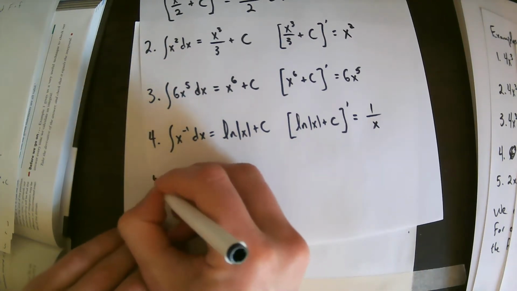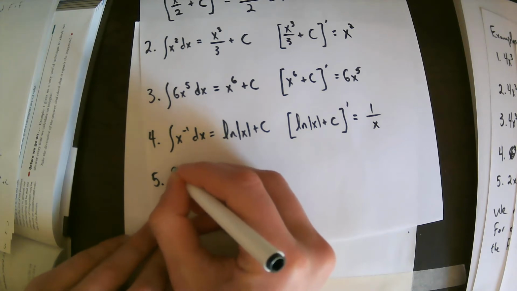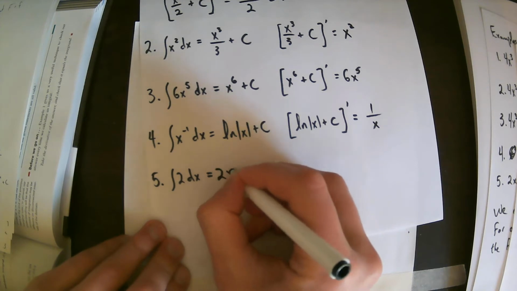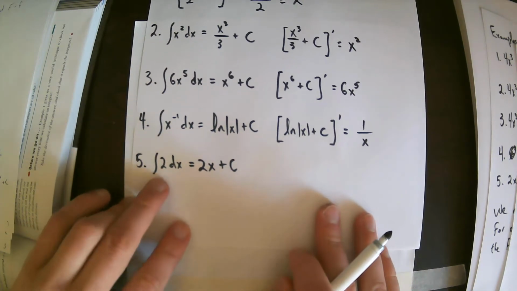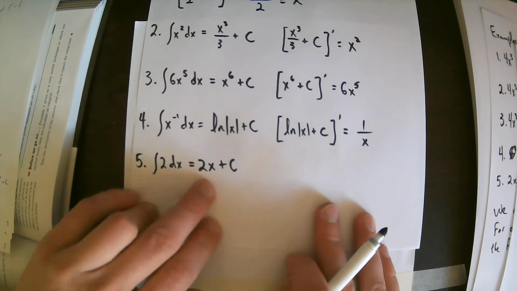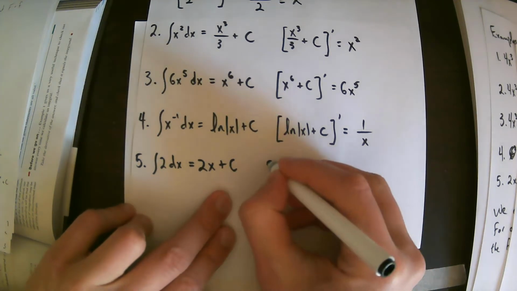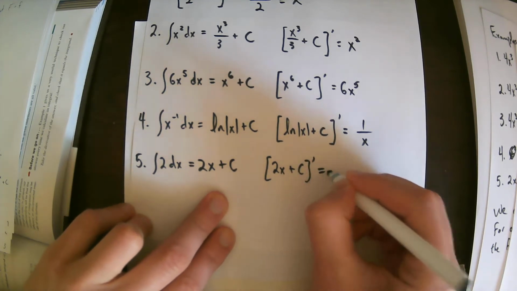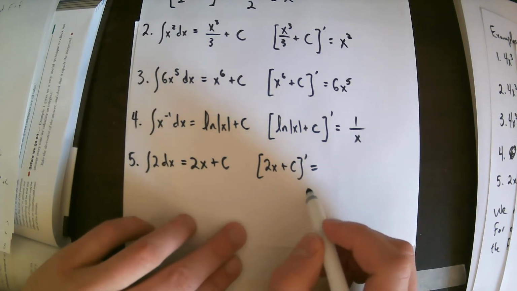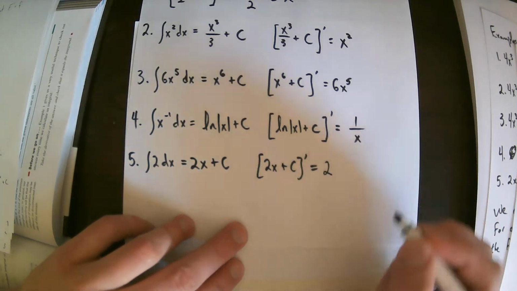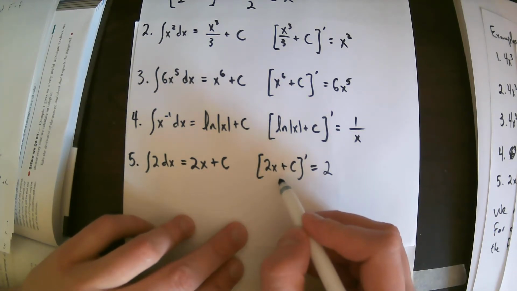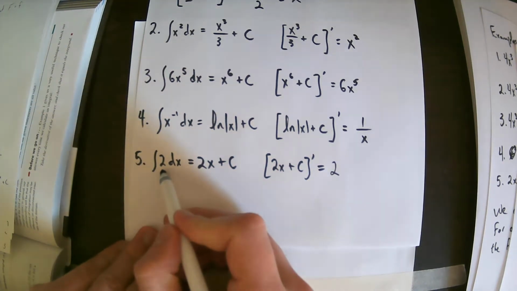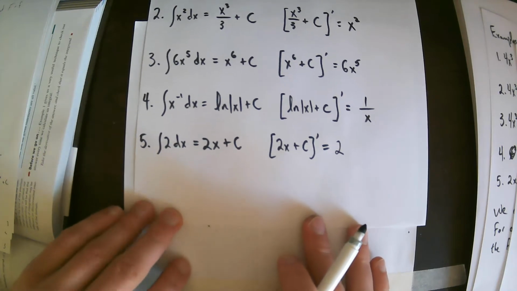What about just the integral of a number? I'm saying that the integral of 2 dx gives me 2x plus c. Well, what is the derivative of 2x plus c? Well, it's just 2, right? The x goes away, the c goes away, we're just left with 2, which is exactly what is in the input of the integral.